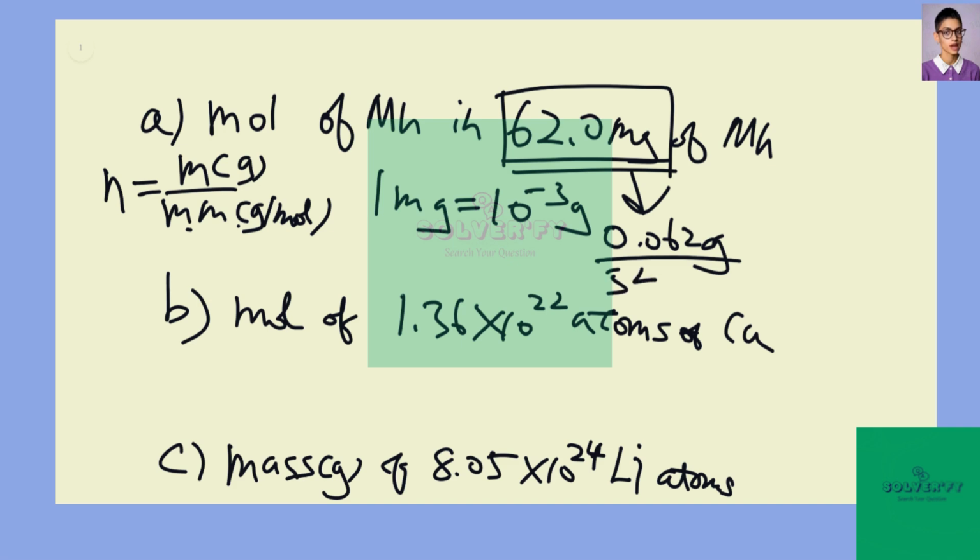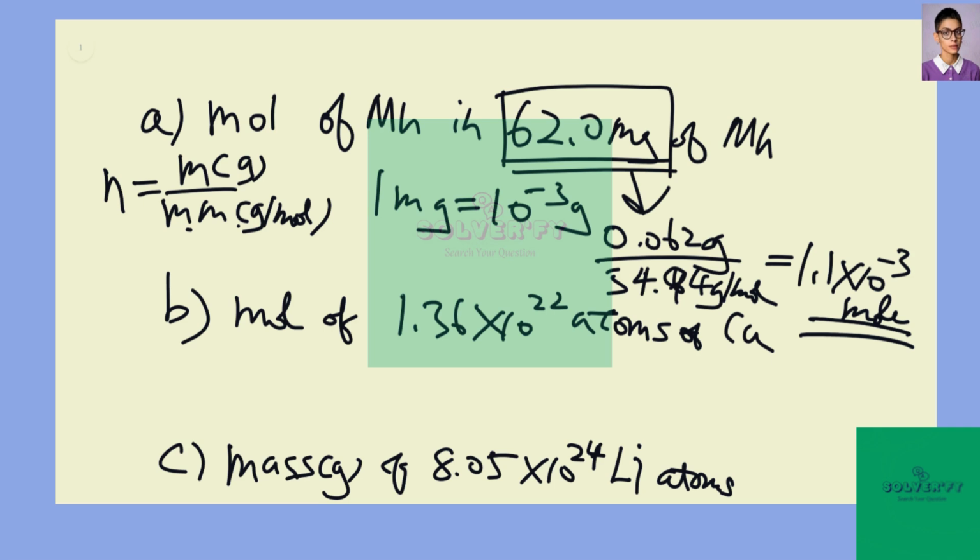Okay, and then we are going to find the manganese molar mass. So it will be 54.94 gram per mole. And then when we use our calculator, we are going to find the number of moles. So it will equal 1.1 times 10 to the minus 3 moles. And this is the number of moles in 62 milligrams of manganese.